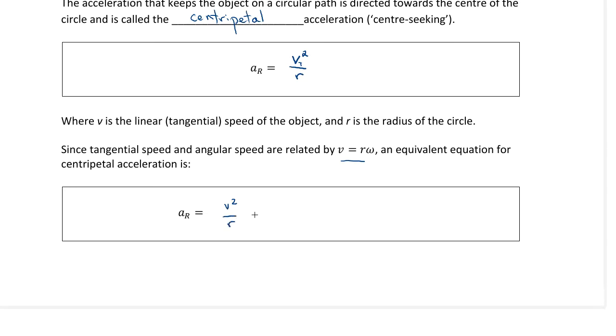The centripetal acceleration is equal to v squared over r. The tangential speed is equal to r times the angular velocity. That's still squared, so we've replaced v with omega r, over r, and that gives us omega squared r. By the way, just a note that I've written centripetal acceleration as a sub r. R stands for radial because it's the acceleration in the radial or the inward direction. You might also see it written as a sub c, c for centripetal.